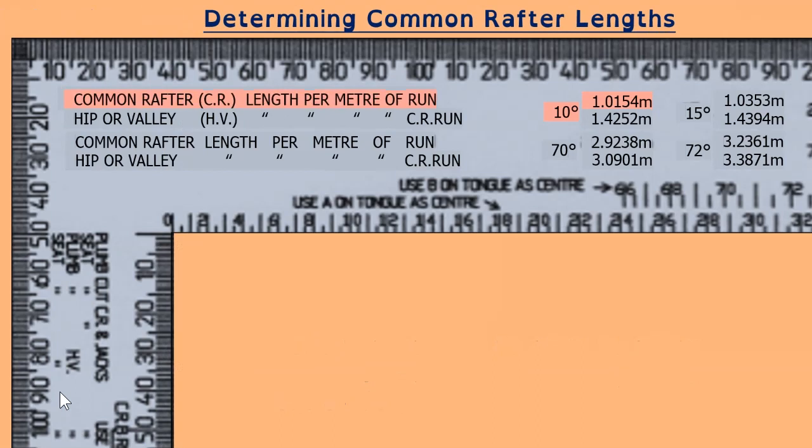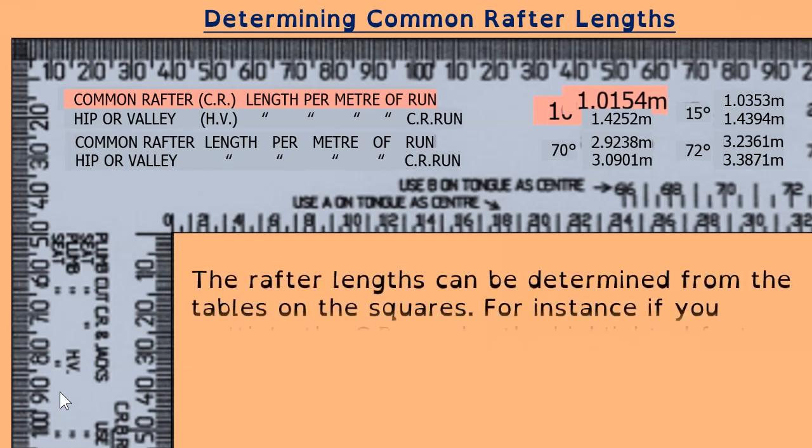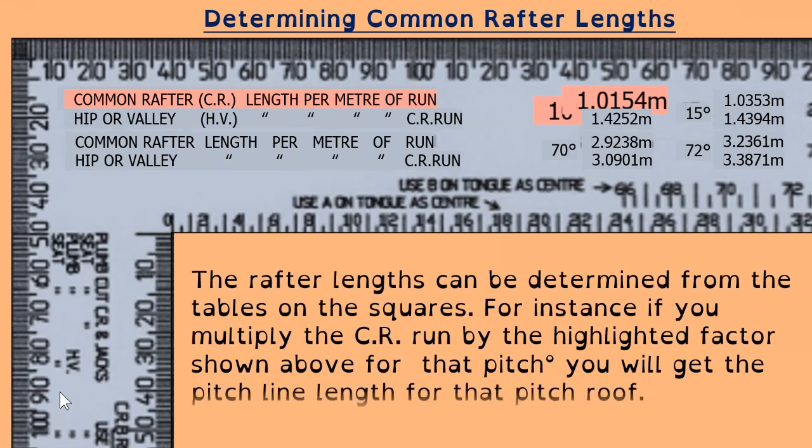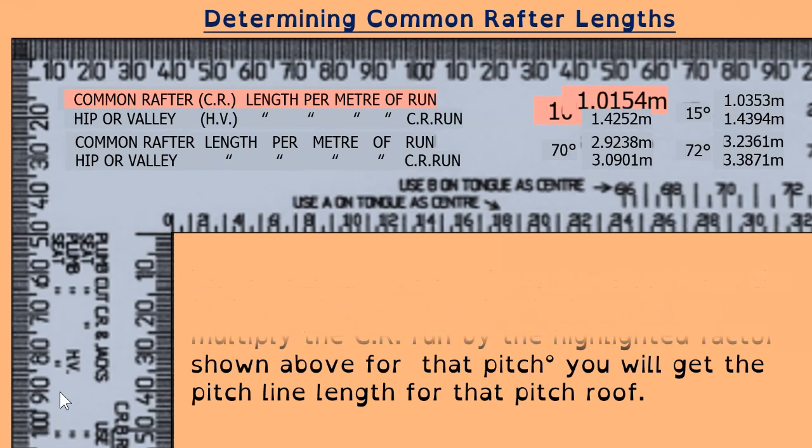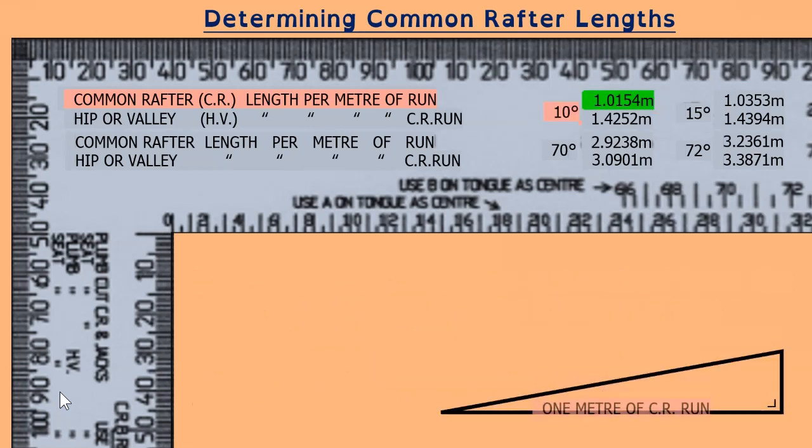And just highlighted in pink here, I'm showing you what's printed on the square itself, which relates to the common rafter length per meter of run, and how you can use these factors, as I would call them, depending on what pitch the roof is. You can see there, in this case we're using a 10 degree pitch as an example, how you can calculate the length of your rafter line.